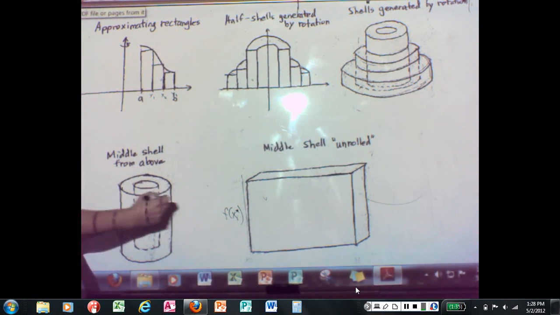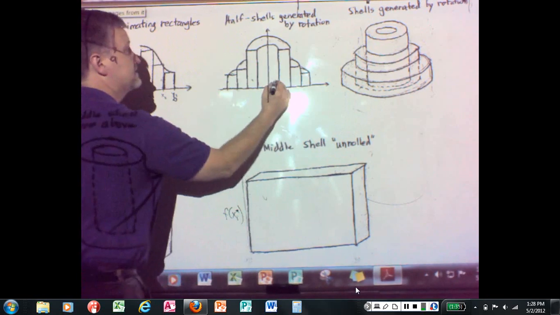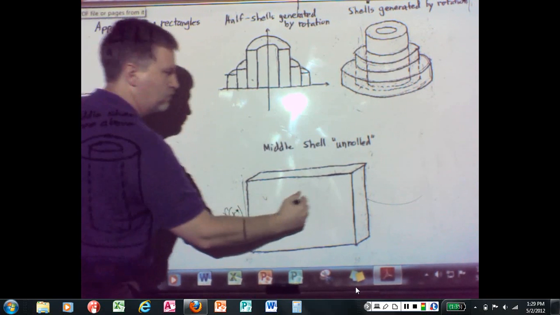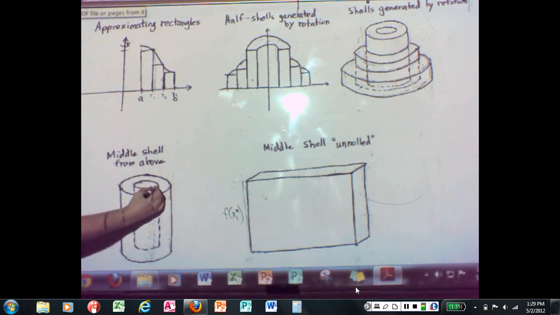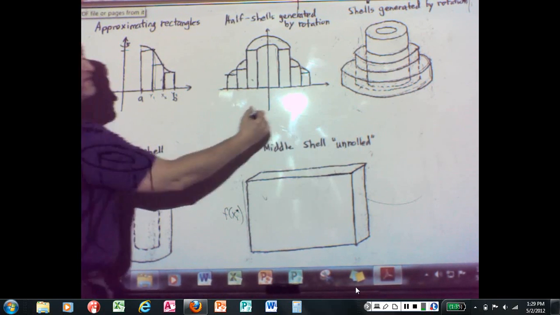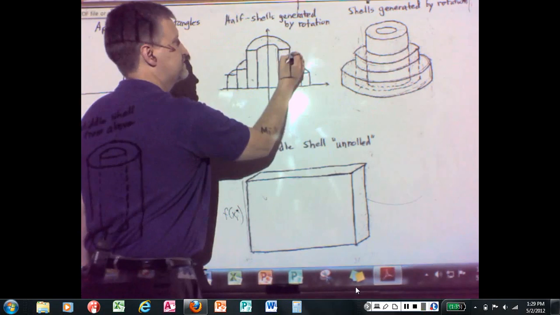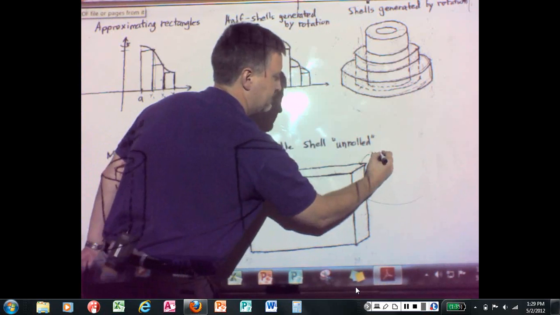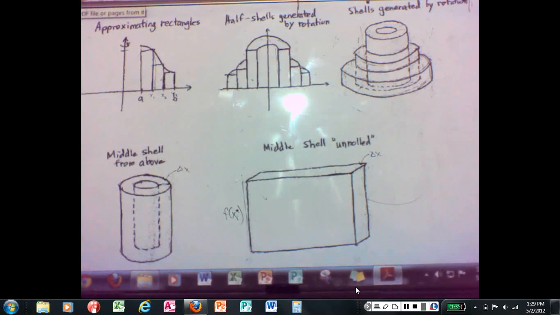The height of this is the function value. Everybody with me on that? All right. What about the width? Well, the width comes from this, doesn't it? Yeah, delta x. That's delta x. It's just the change in x. It's whatever we pick. We want 3 rectangles, we want 4 rectangles, whatever it is. That length is whatever delta x is.